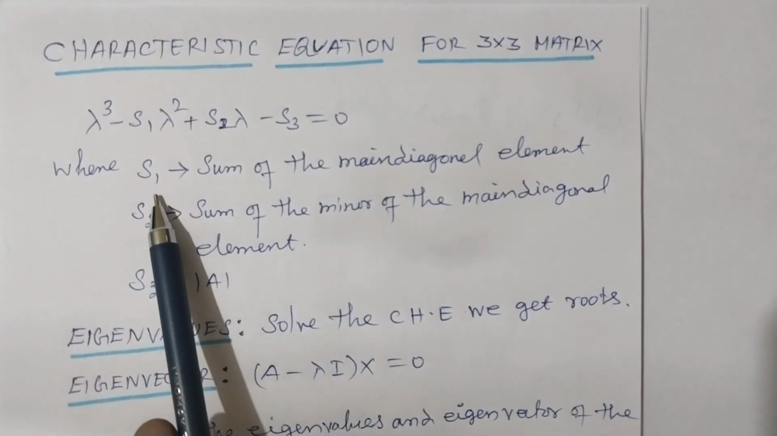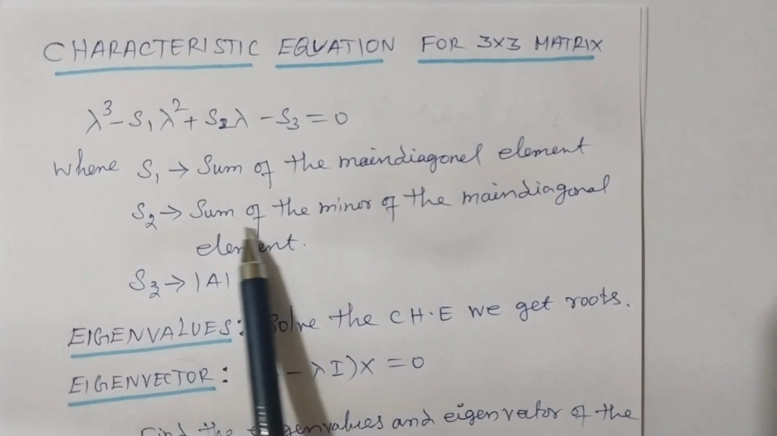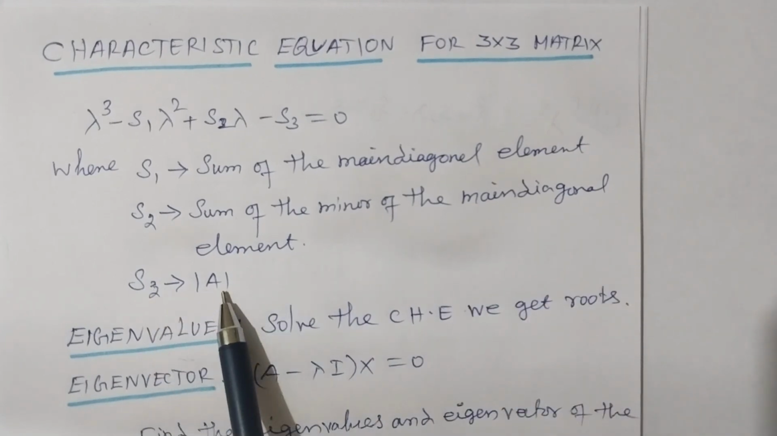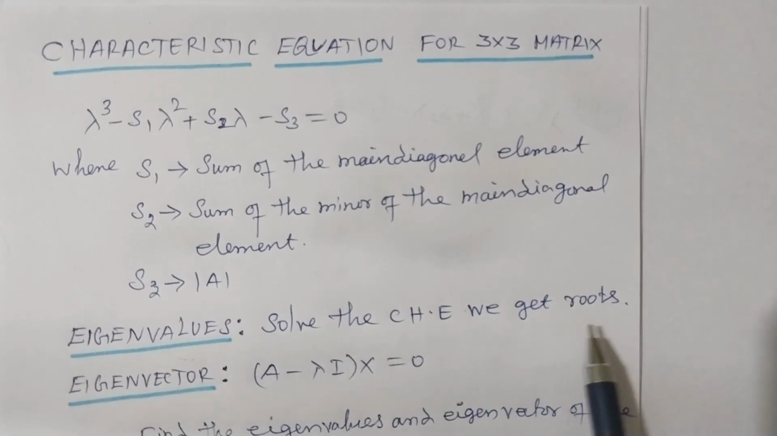Where s1 is nothing but the sum of the main diagonal elements, s2 is nothing but the sum of the minors of the main diagonal elements, and s3 is nothing but the determinant of the given matrix. Then for eigenvalues, we solve the characteristic equation and get the roots. For the eigenvector, (A minus lambda I) into x is equal to 0. We take an example problem for a 3 cross 3 matrix.